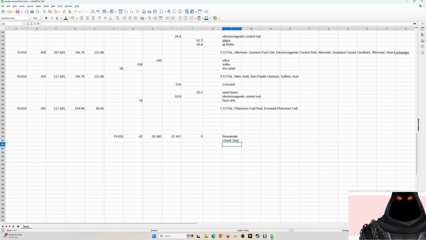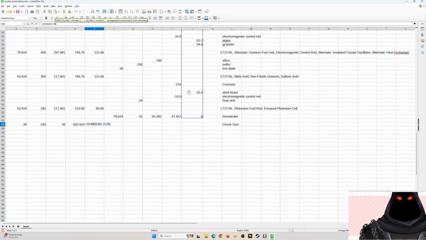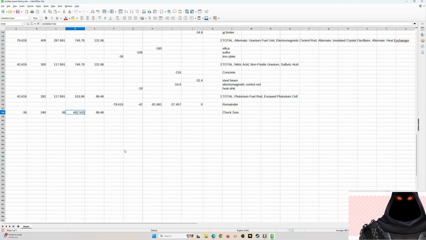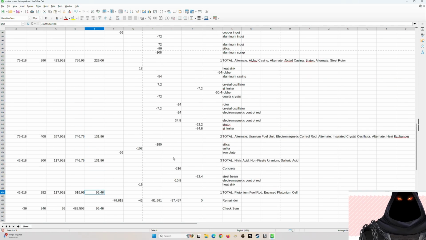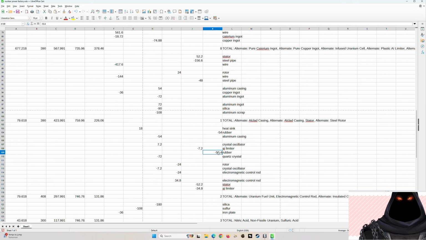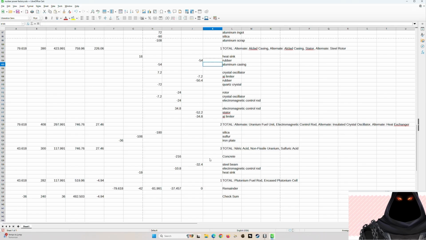Okay. So we're going to move. Let's put a space. Okay, so the sum of everything here should be 0. All right. And oh wow. Okay, so clearly a mistake was made somewhere. Wait, rubber. Why is rubber here? There should be nothing in this.